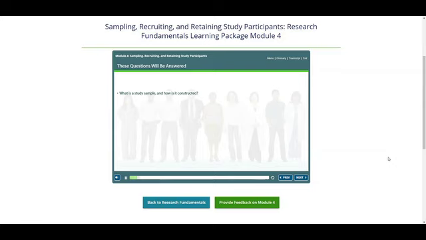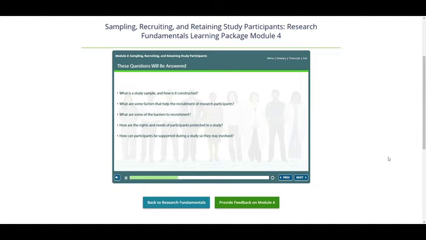Welcome to Sampling, Recruiting, and Retaining Study Participants. Throughout this module, you're going to be working on a study about follow-up care for women who have had breast cancer. You'll be asked to participate as a member of the research team as they reach the stage of sampling, recruiting, and retaining study participants. You'll be able to answer these questions.